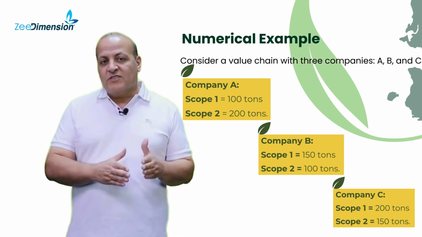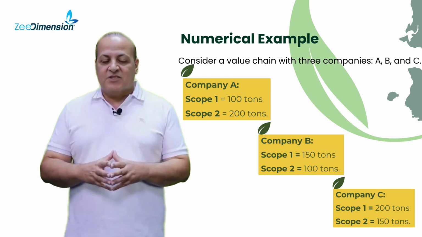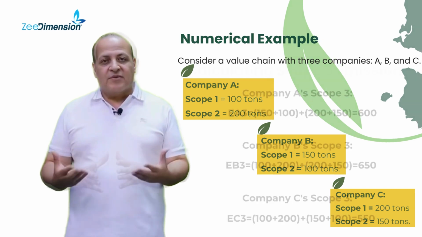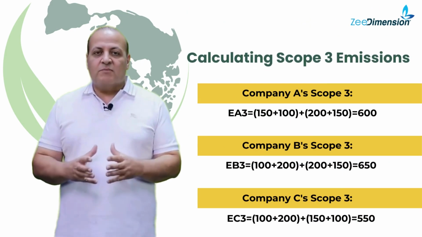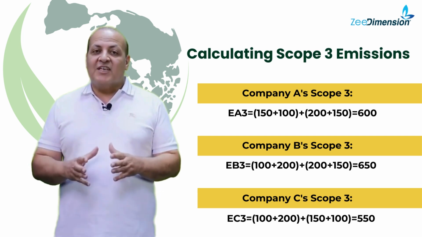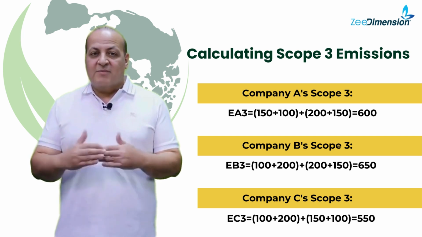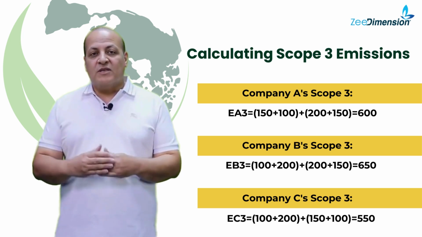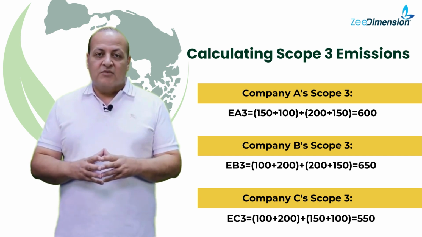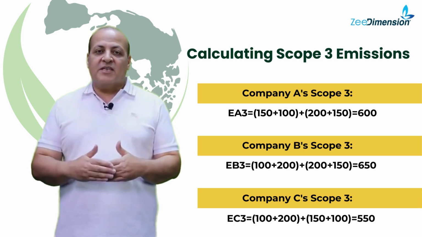Calculating Scope 3 emissions. Based on the earlier formula, let's calculate the Scope 3 emissions for each company. Company A's Scope 3 emissions would be the sum of B's and C's Scope 1 and 2 emissions: 150 + 100 + 200 + 150 = 600 tons. For Company B, it's 100 + 200 + 200 + 150 = 650 tons. And Company C's Scope 3 emissions are 100 + 200 + 150 + 100 = 550 tons.